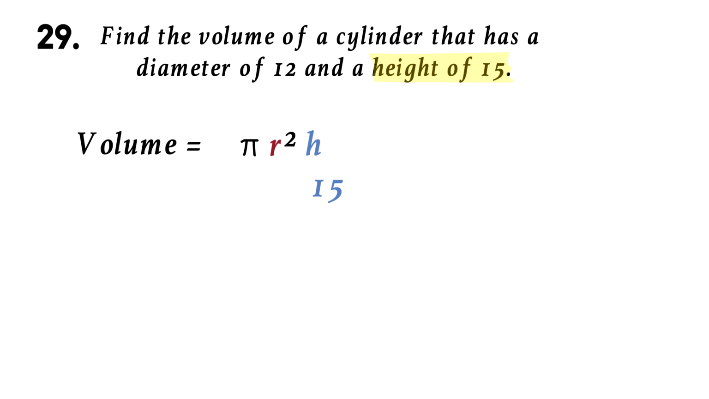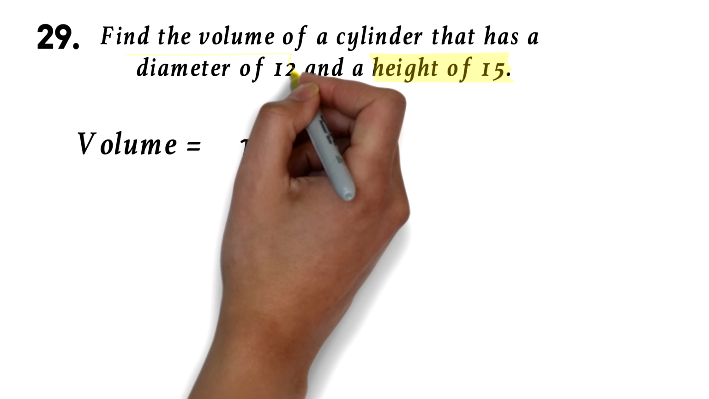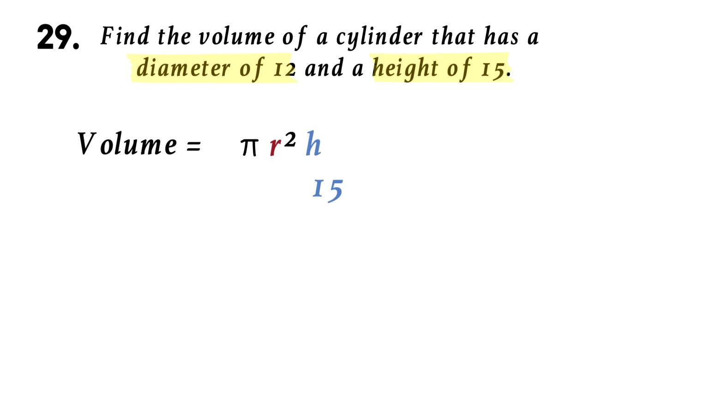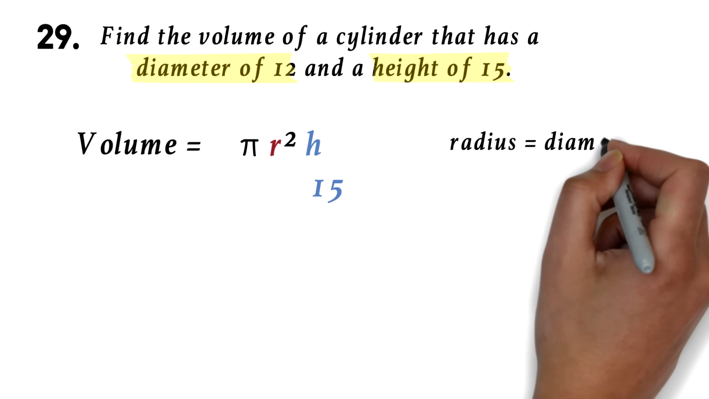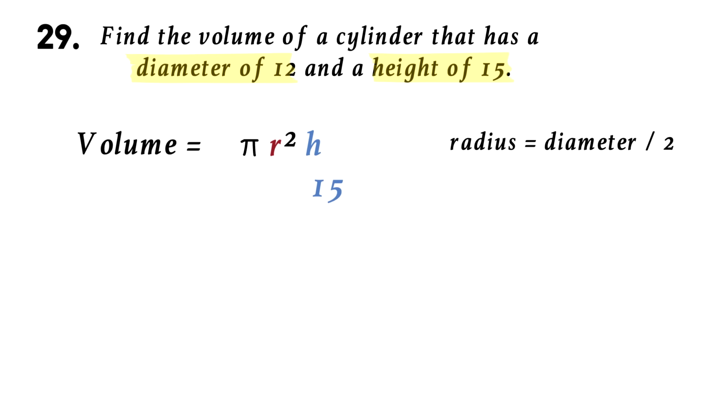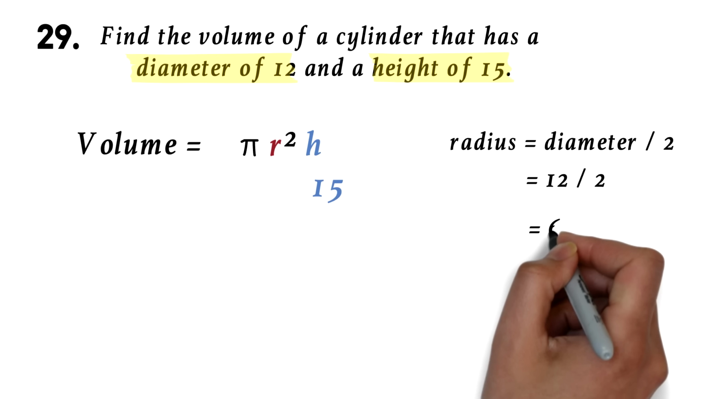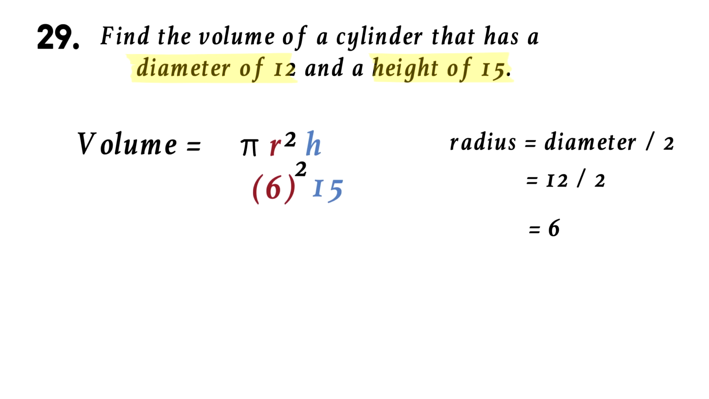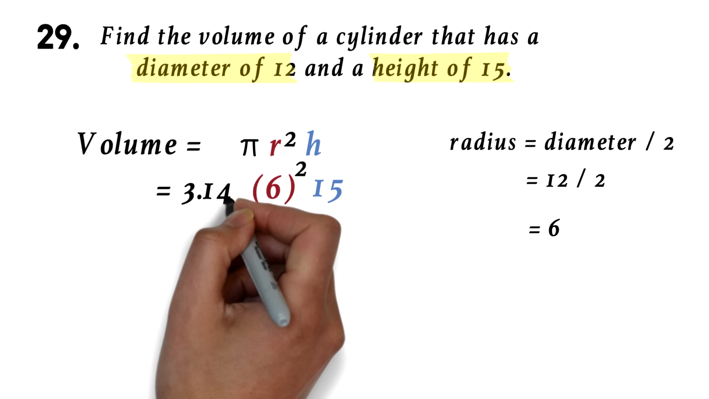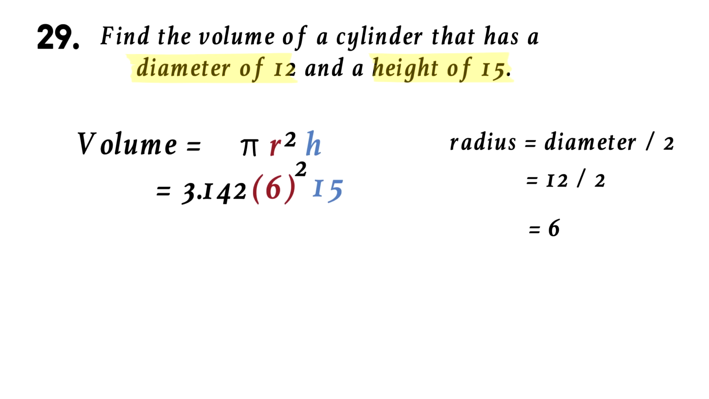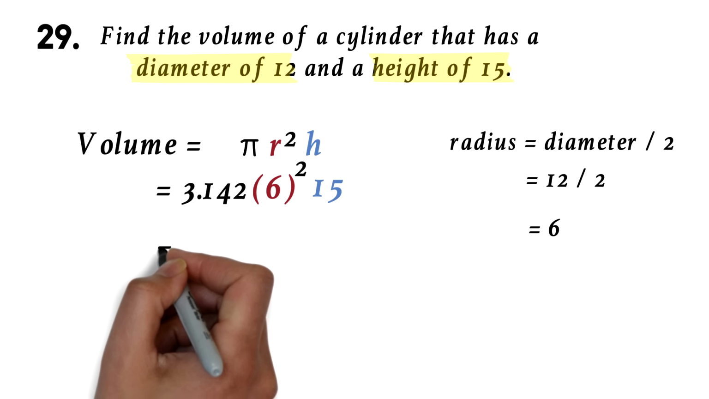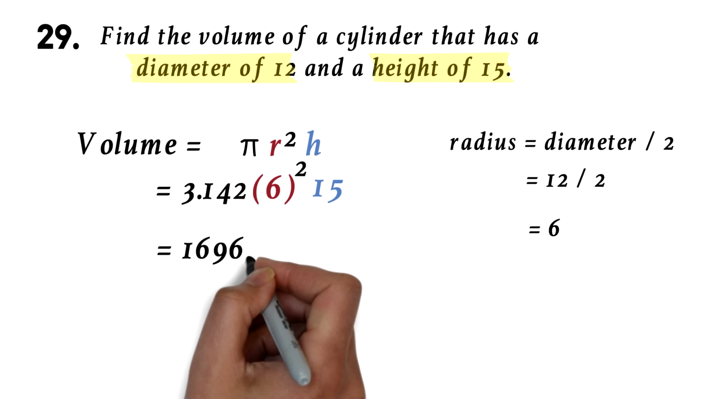Next, we need the radius. We have been given the diameter. We know that the radius is diameter divided by 2. So we do that to get 6 as our radius. So we have the volume to be pi, which is 3.142 times 6 squared times 15. We input this into our calculator and get the volume of the cylinder to be 1696.7.